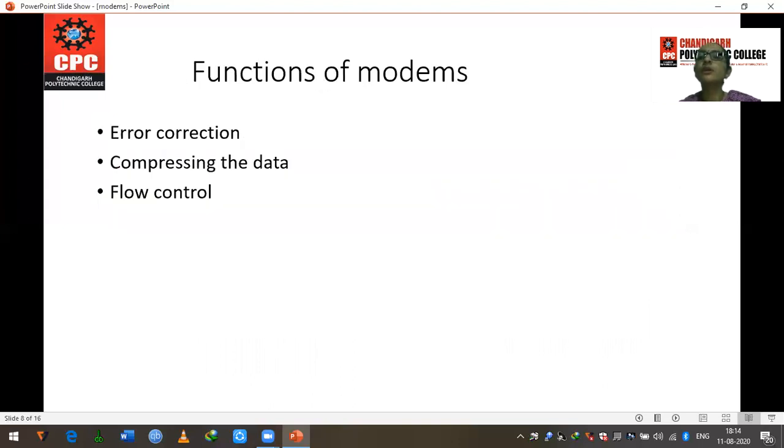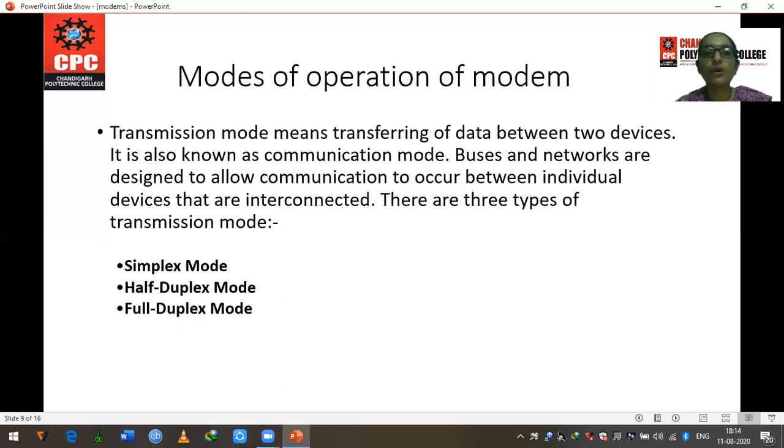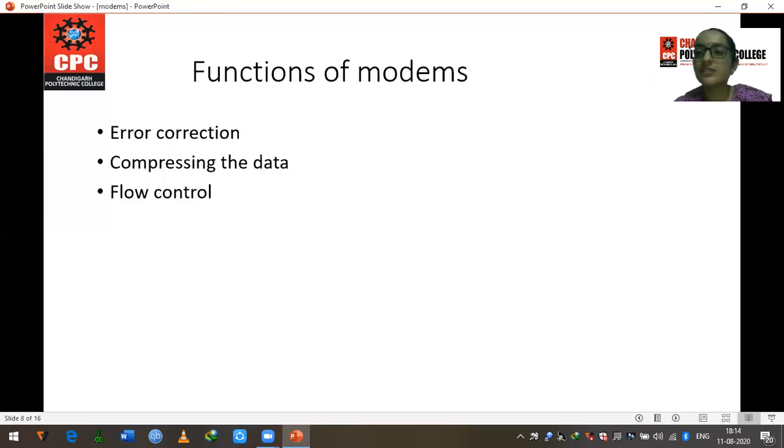Now, what are the functions of a modem? The first one is error correction, that is, how it corrects errors from the transmitter to the receiver point, so that when we receive the signal, it is the correct one. Next is compressing the data. The modem will be able to compress the data so that it can be easily decoded. Then flow control. The flow of data will be very efficient, accurate and precise.